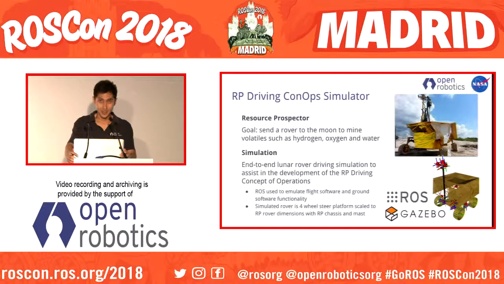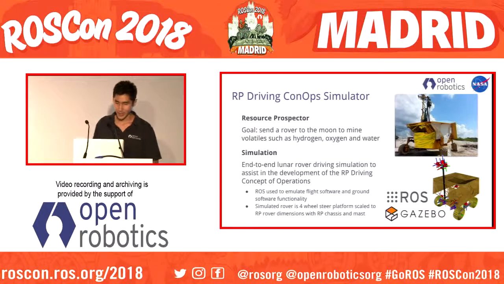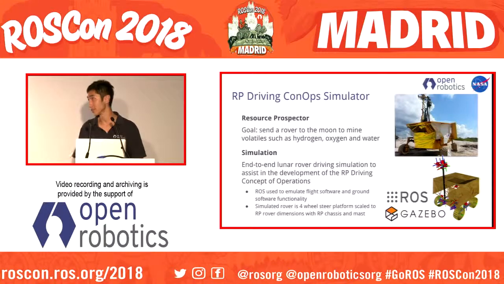The goal there was to send a rover to the polar regions of the moon and to find evidence of volatiles such as hydrogen, oxygen, and water. NASA's Johnson Space Center was responsible for hardware, and the group we worked with, NASA Ames, was responsible for software. That's the team we collaborated with to create a simulation environment.